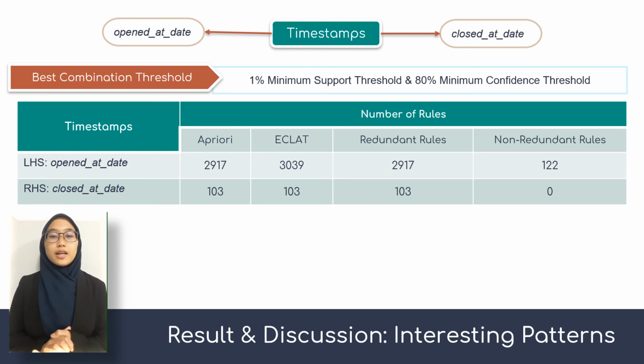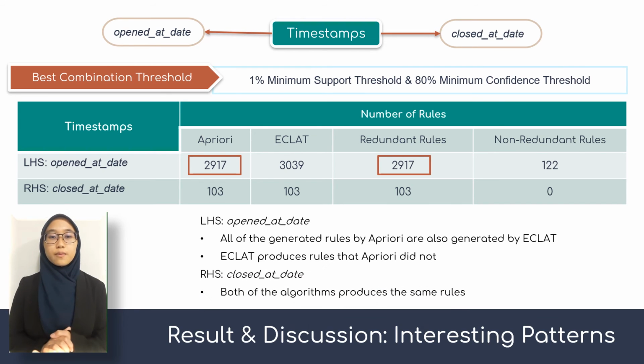It can be seen from the table that the number of redundant rules generated is the same as a priori, but there are no redundant rules between them, which indicates that there are patterns that eclat produced but not a priori. As for the timestamps on the right-hand side, there are no redundant rules between them, which indicates that both algorithms produce all of the same rules.